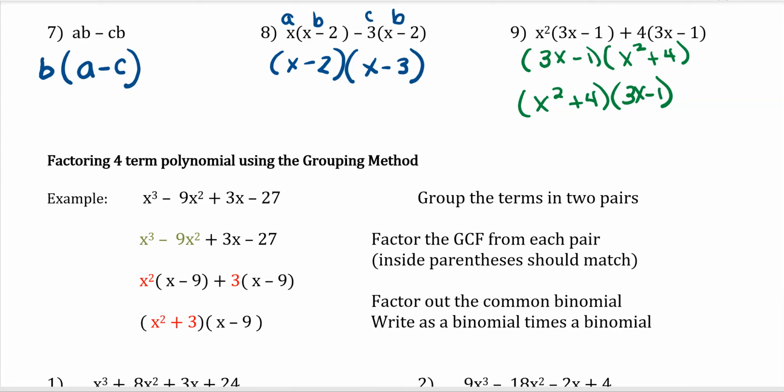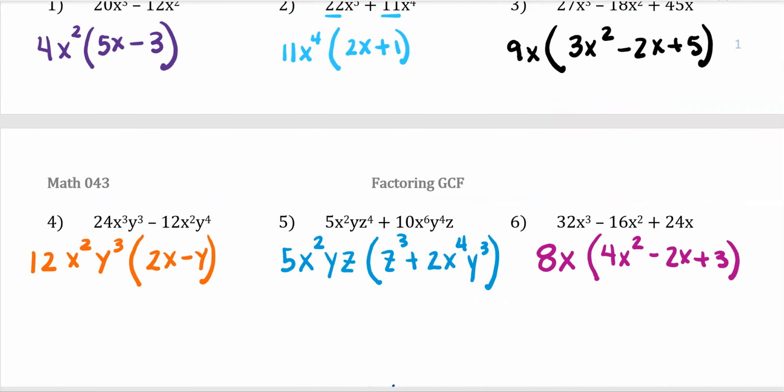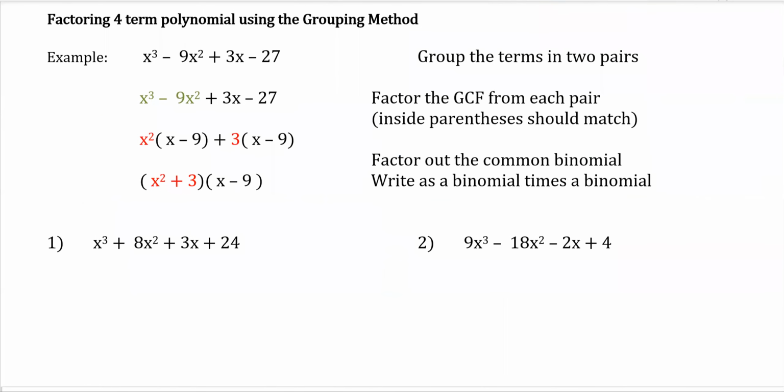Let's go ahead and move forward and look at factoring 4-term polynomials using grouping. So you can see in the first example, we have 4 terms. They do not have a greatest common factor. They do not share a number that will divide into all of them evenly, and they do not have a common variable that they all share. So when you have 4 terms, the technique for factoring is going to be factoring by grouping.